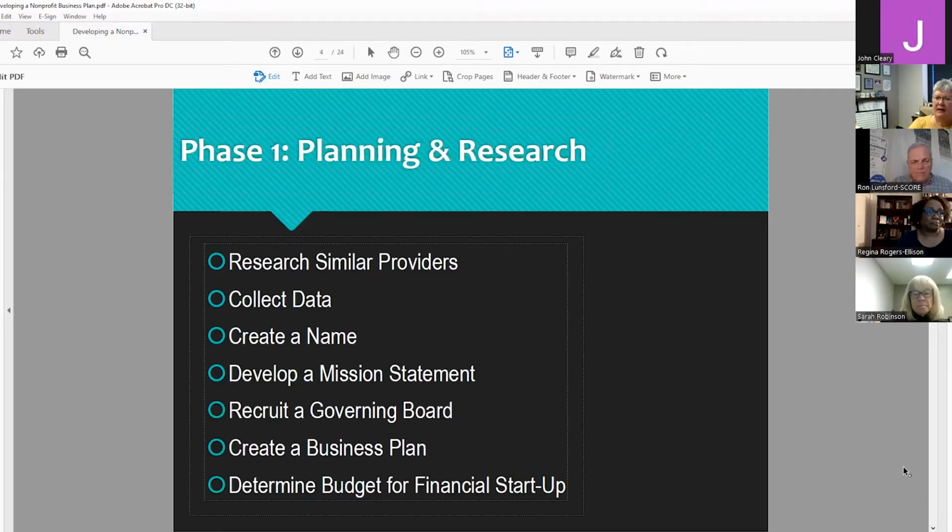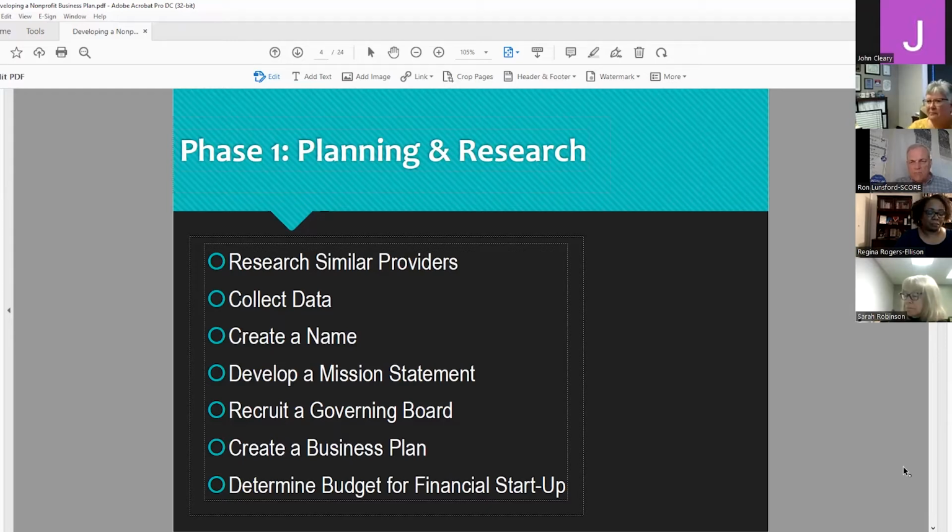So let's talk about the planning and research in phase 1 that needs to be done when you're starting a nonprofit organization. One is to assess and research those similar providers, whether they're doing exactly what you're doing or something similar. It's good to know who's doing what. Are there opportunities to partner with those other organizations, or are you doing something that literally fills a gap?